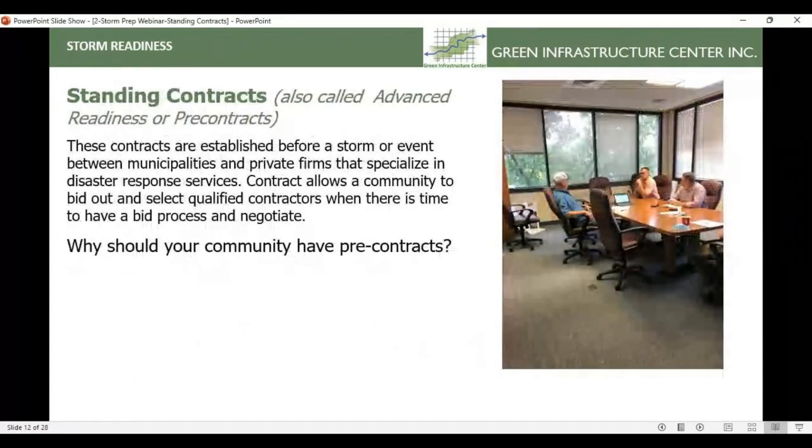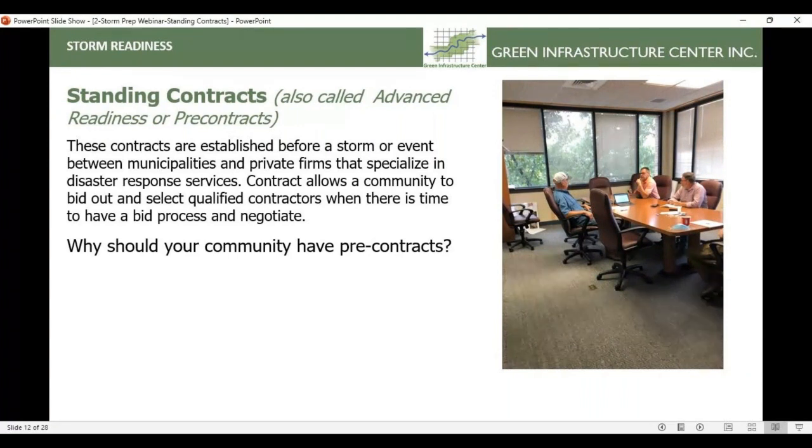But today we're really going to be focusing on these standing contracts, also called advanced readiness or pre-contracts. So if you hear those other terms, we're talking about all of the same things. And what these are, they're contracts established before a stormwater event between municipalities and private firms that specialize in these services. So the contract allows a community to bid out and select qualified contractors when there's time to have a bid process and negotiate. So you're not having to get an emergency procurement exemption from the governor's office to be able to hire someone to respond in these situations and help with the cleanup costs.